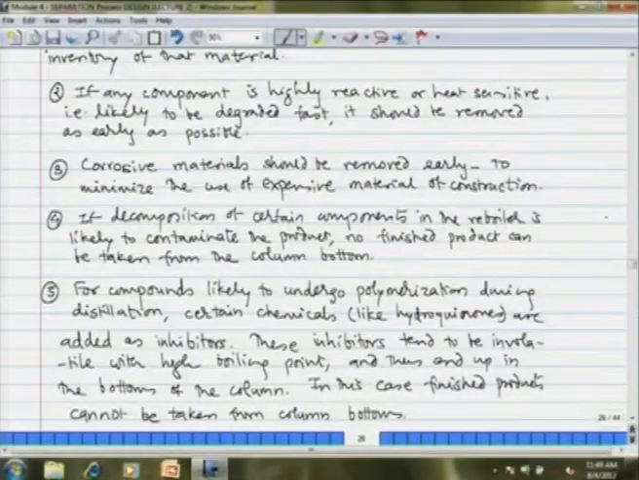So, that is it. Then if the decomposition of certain components in the reboiler is likely to happen, or it is likely to contaminate the process, then no finished product can be taken off from the column bottom. So, you have to remove these components as soon as possible.